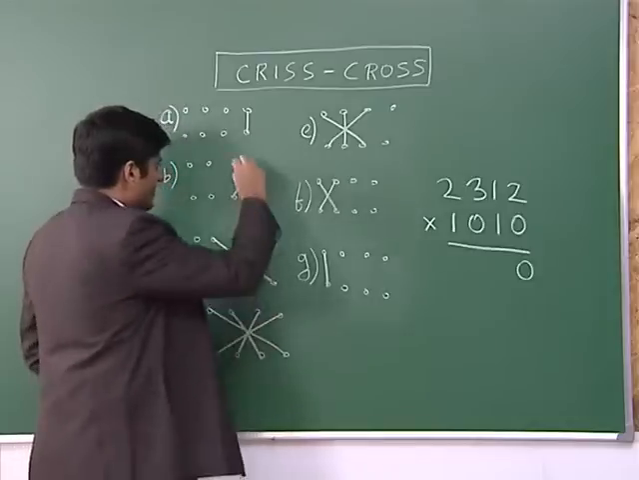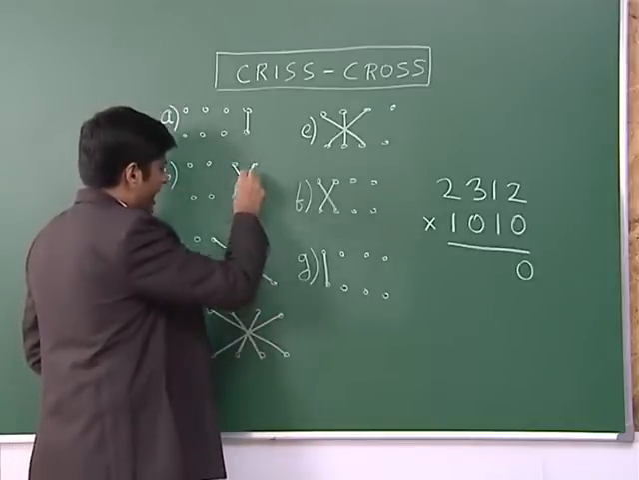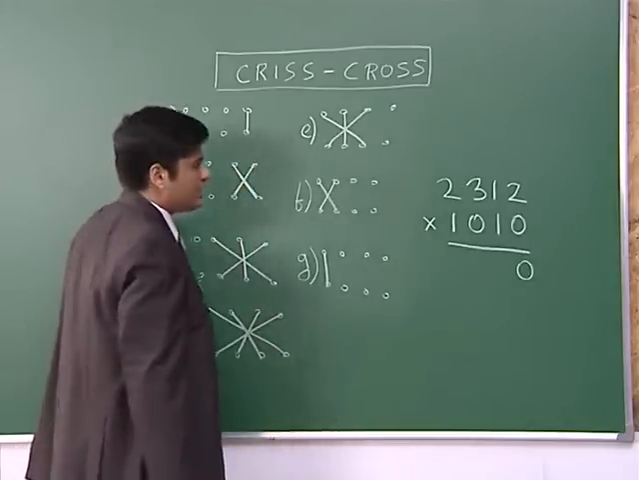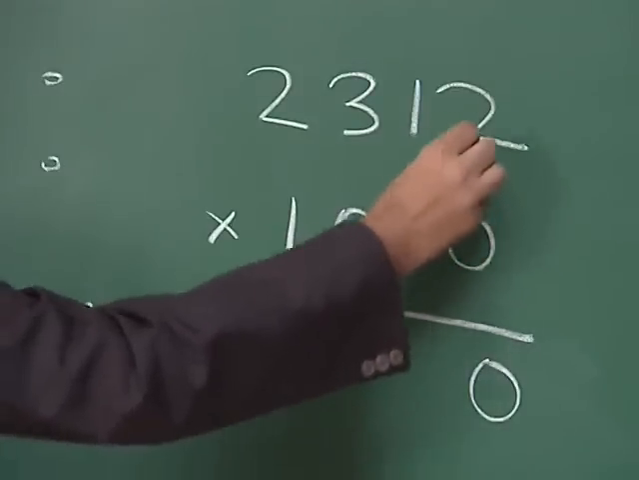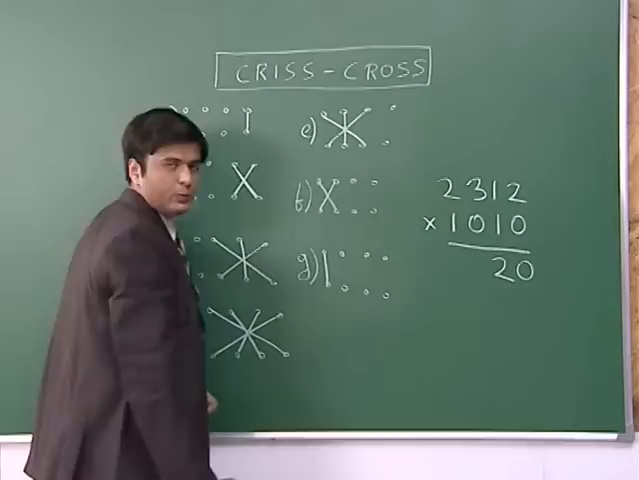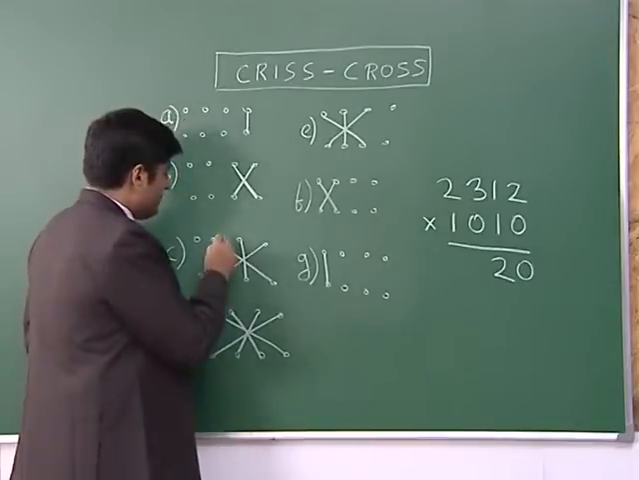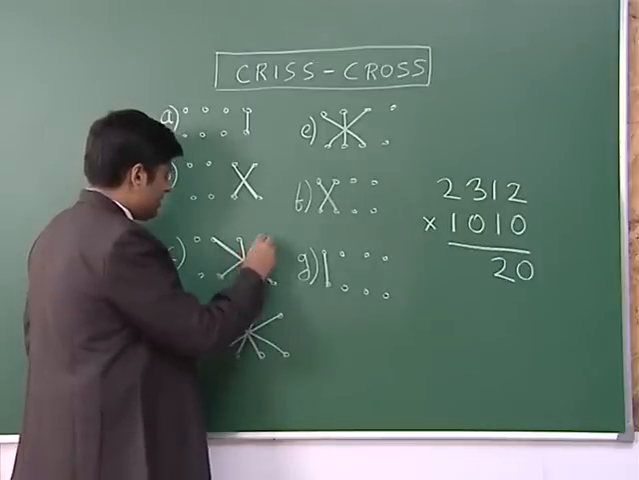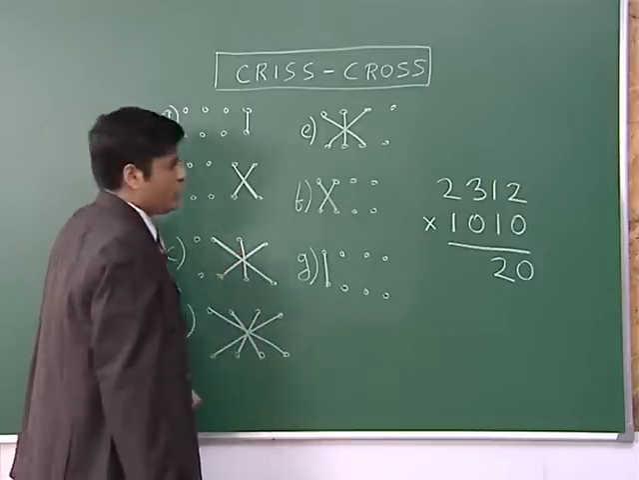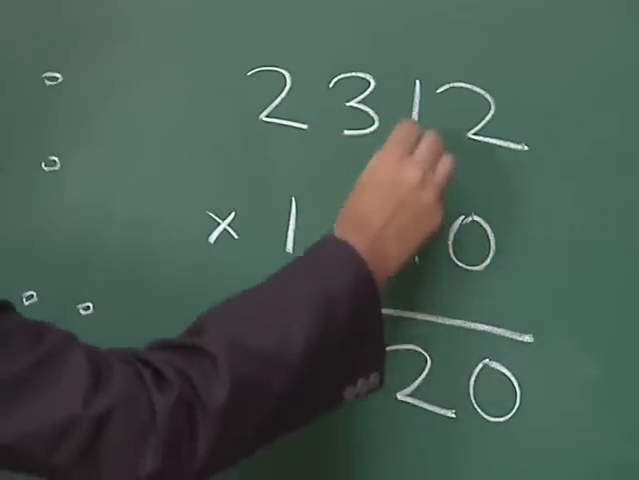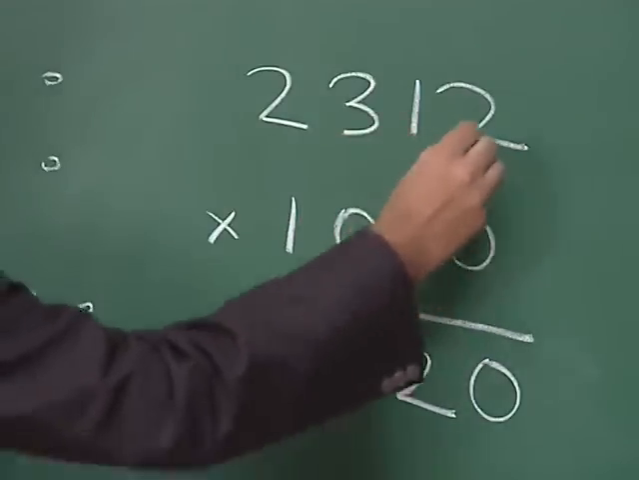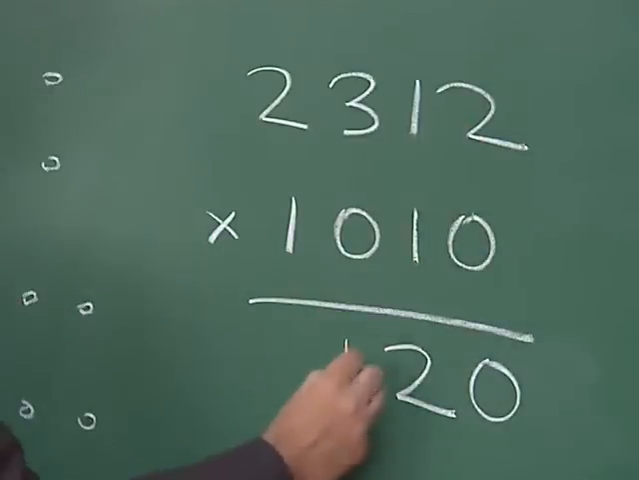Step B says multiply like this and like this. We will add both the answers. 0 plus 2, 2. Step C says multiply this, this and this. So we have 0 plus 1 plus 0, that is 1.